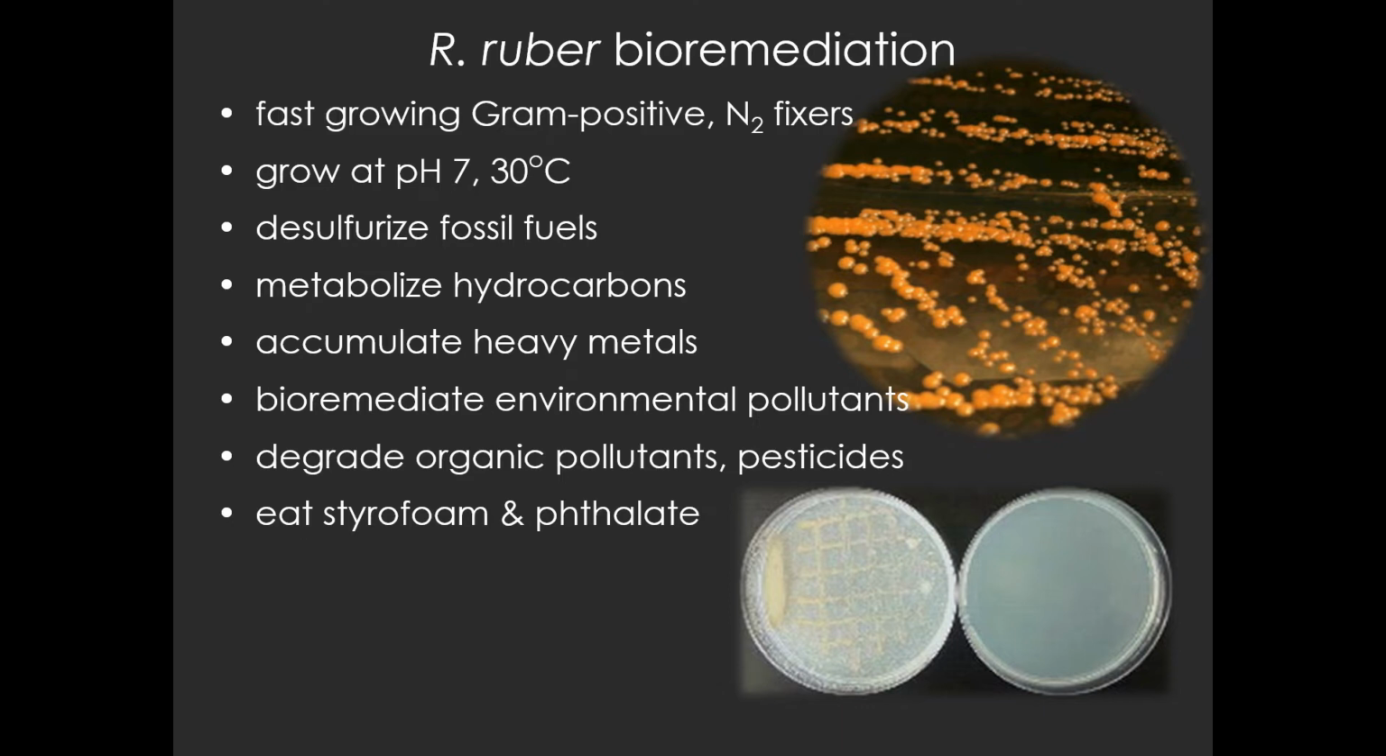They're able to accumulate heavy metals out of the environment so they can detoxify soils. They also bioremediate a number of environmental pollutants, and they're able to degrade organic pollutants and pesticides. And one of their, I think, coolest attributes is that they're actually able to eat styrofoam and decompose it completely. So you eat a cheeseburger, they eat styrofoam, and they can also do that with phthalates. Both of those things are a big problem because they're very difficult to work with and get out of the environment. So R. ruber is very important for its bioremediation characteristics.